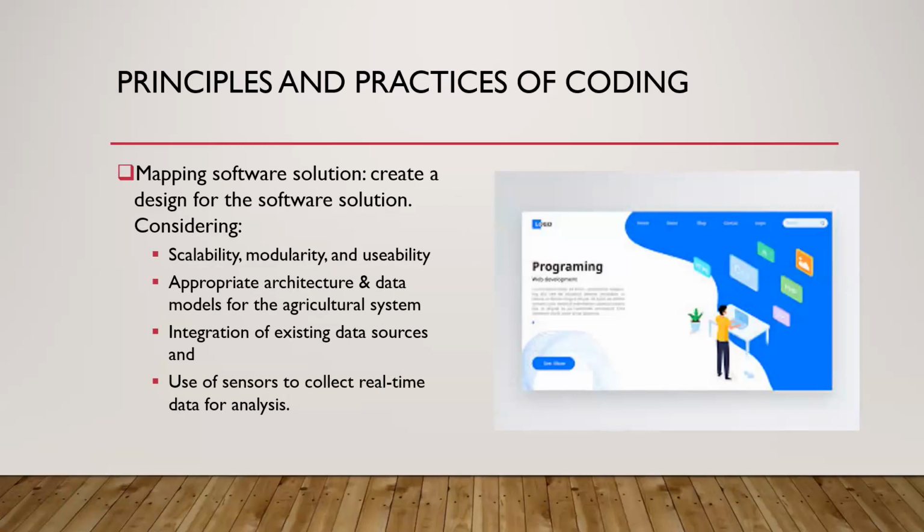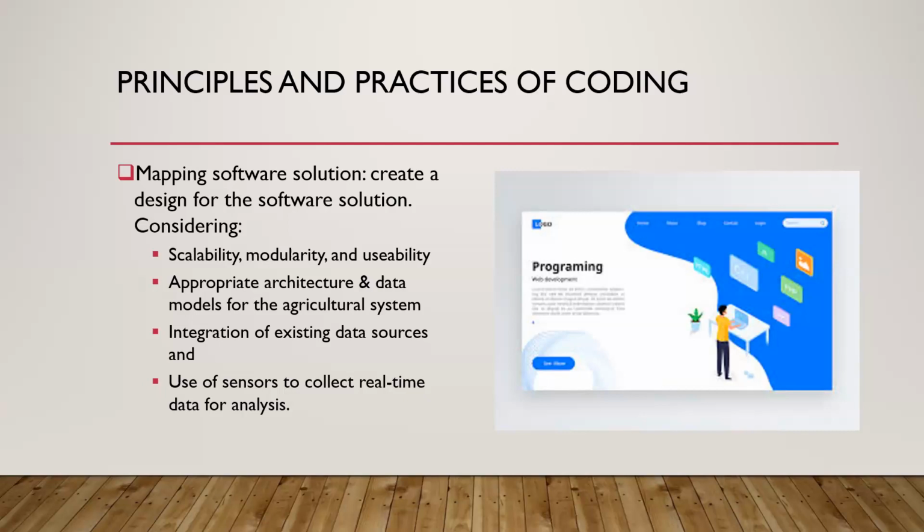Then another aspect is actually mapping the software solution. In a way, creating a roadmap, designing the software solution. Some of you may be familiar who have done some bit of programming that you can develop a flow chart that details the different steps that you are going to use in terms of developing the code or software solution. And in developing this one, there are issues that you have to take into consideration, such as scalability, modularity, and usability. And also you have to identify an appropriate architecture, data models for the agricultural system that you are addressing.